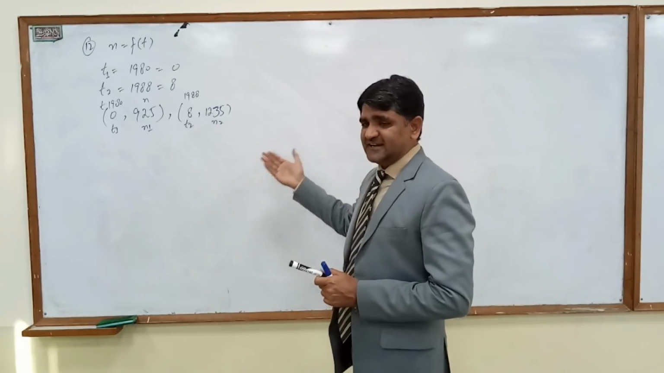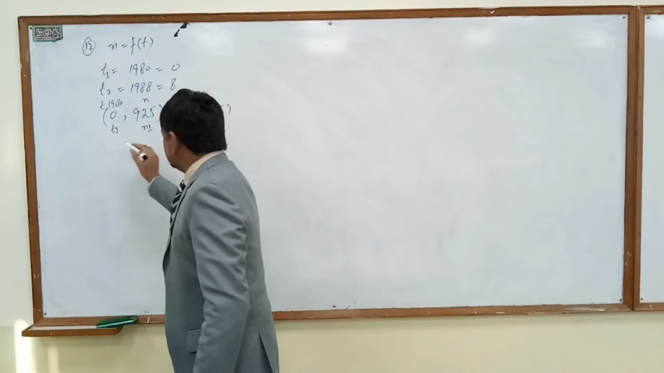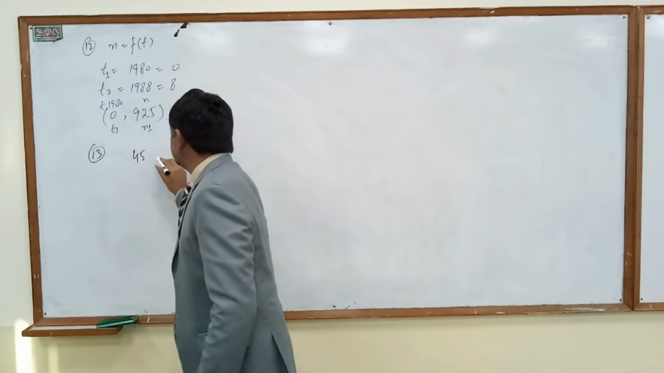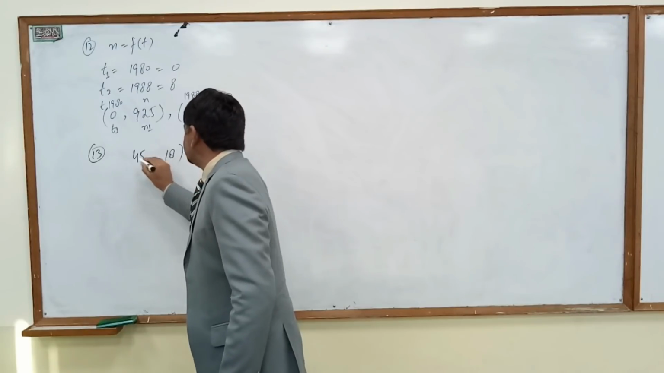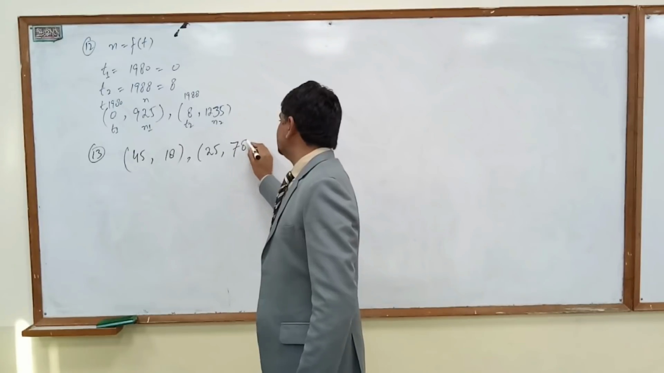So one is age, the second one is chances of marriage. So it's very clear there are 2 points. When age is 45, chances of marriage are 18%. When age is 25, chances of marriage are 78%.